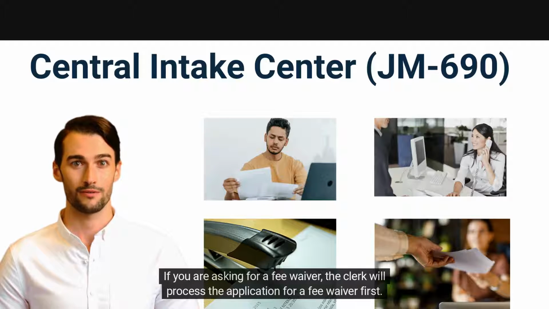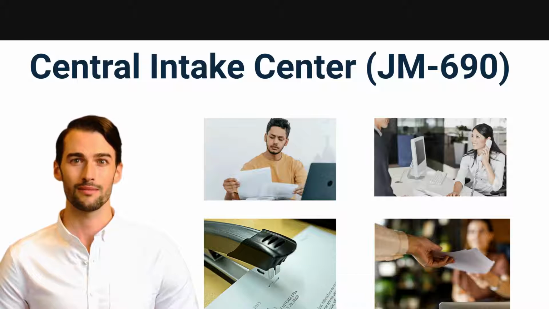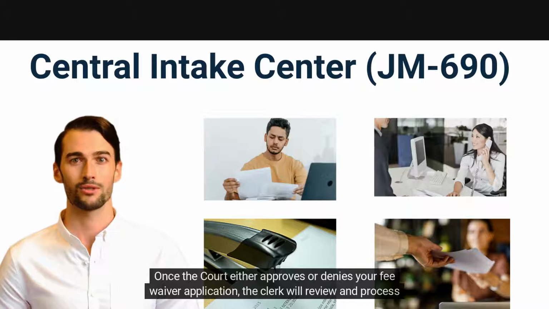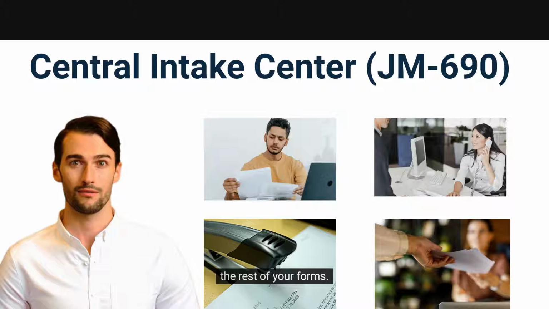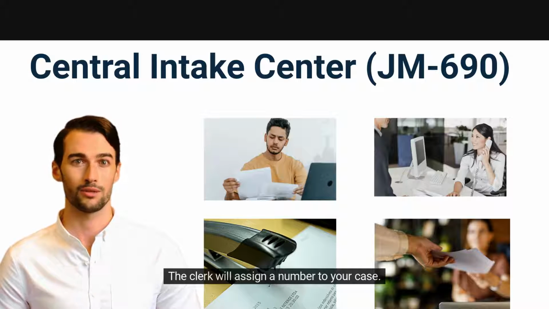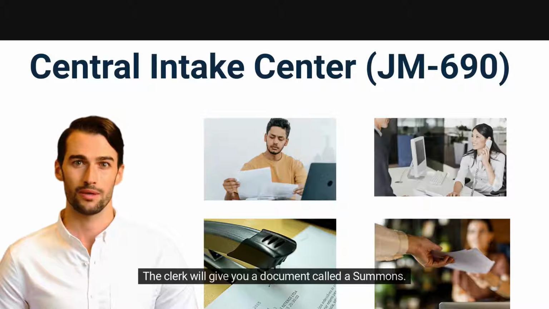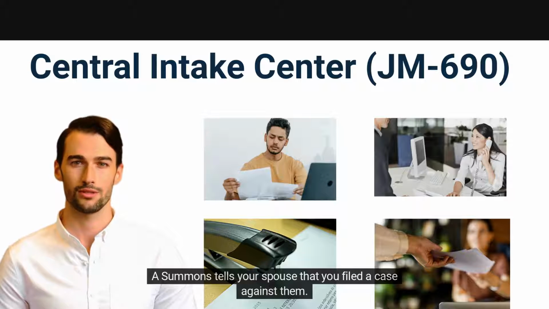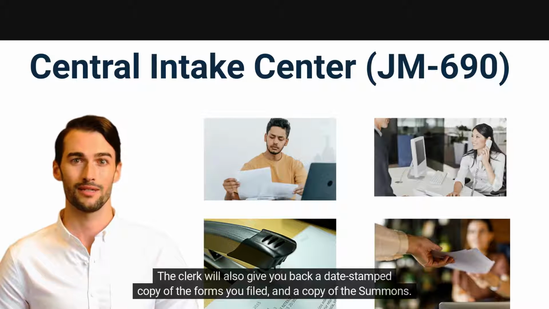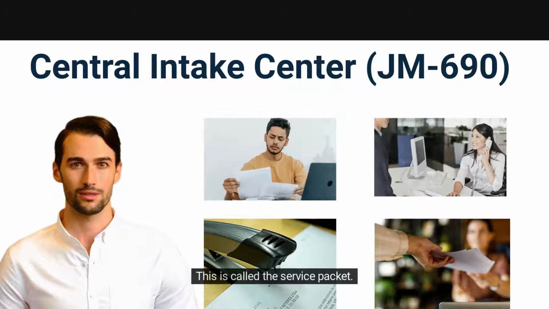If you are asking for a fee waiver, the clerk will process the application for a fee waiver first. Once the court either approves or denies your fee waiver application, the clerk will review and process the rest of your forms. The clerk will assign a number to your case. This number is called the case number. The clerk will give you a document called a summons. A summons tells your spouse that you filed a case against them. The clerk will also give you back a date-stamped copy of the forms you filed and a copy of the summons. This is called the service packet.